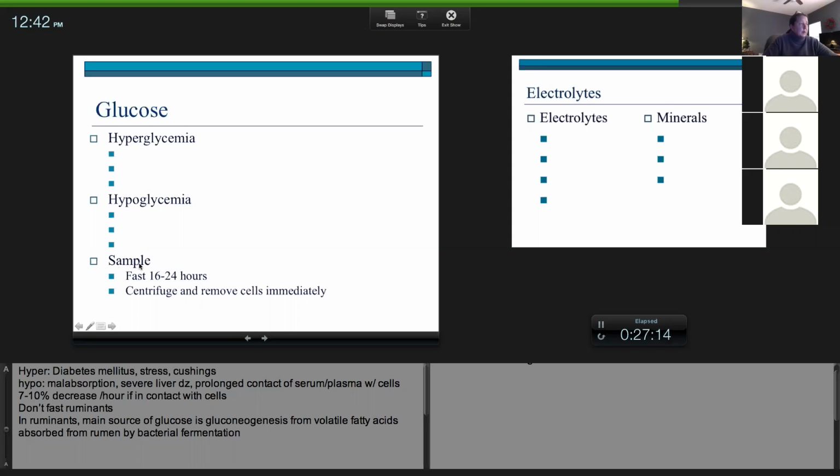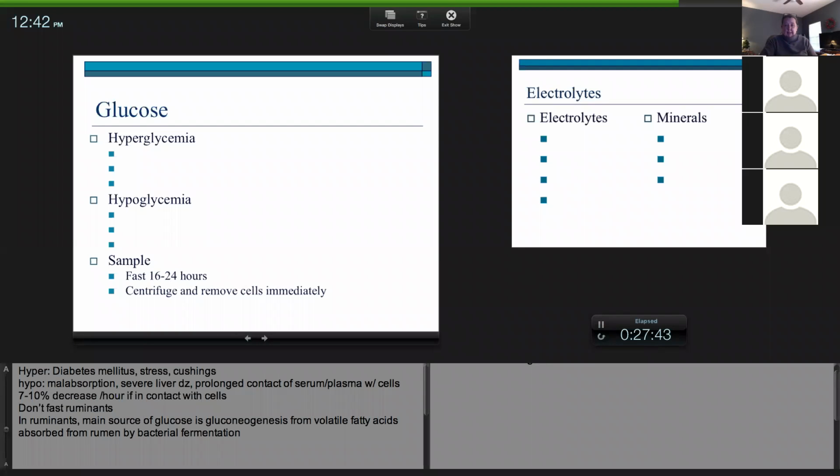Now, most animals will need to be fasted to get a true glucose level, so generally this is best from a fasted sample. It does say 16 to 24 hours. Normally we say 12 hours for normal blood work. And this is always doctor dependent. I always say, ask my doctor, what do you want me to tell the client?